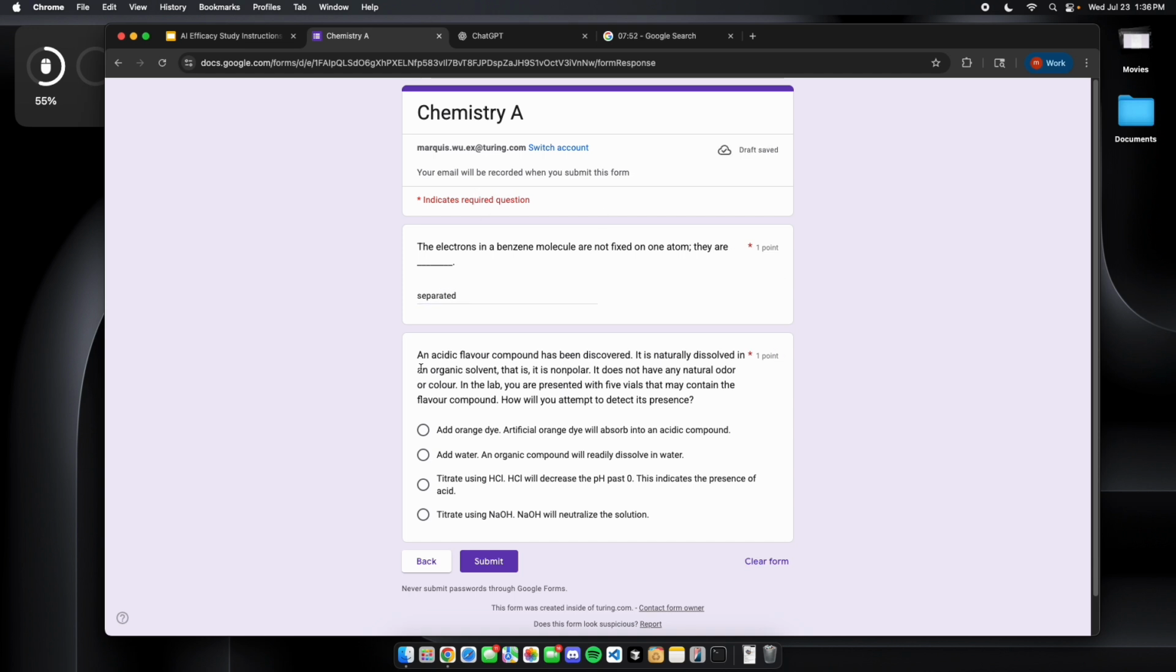Just a wild guess. An acidic flavor compound has been discovered. It is naturally dissolved in an organic solvent. That is, it is nonpolar. It does not have any natural odor or color. In the lab, you are presented with 5 vials that may contain the flavor compound. How will you attempt to detect its presence?